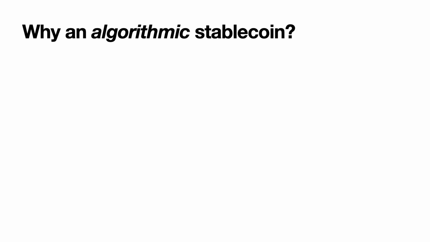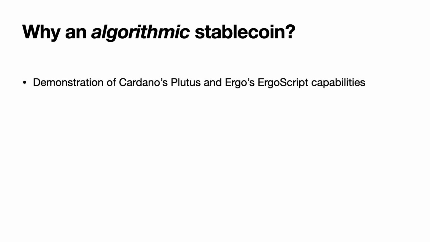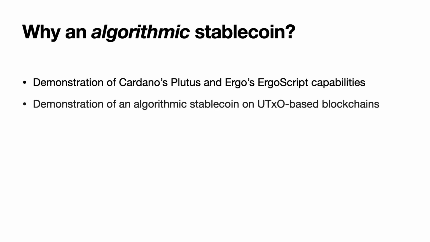So why did we choose an algorithmic stablecoin? We wanted to demonstrate the capabilities of Cardano and Ergo and the contract languages, Plutus and ErgoScript. We wanted to demonstrate an algorithmic stablecoin on UTXO-based blockchains. So the UTXO accounting model presents some additional challenges when you're implementing the stablecoin, and we wanted to achieve that as well. Although we should also note that the design that I presented in the previous slides could also be used for an account-based blockchain as well.